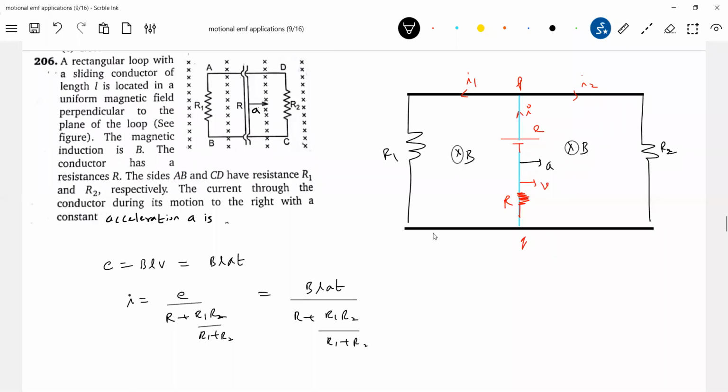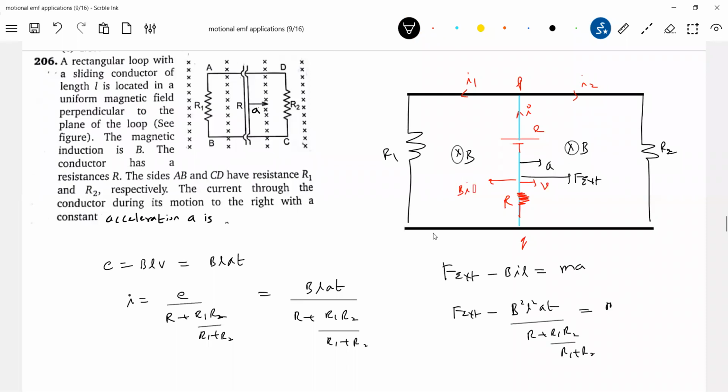They'll ask you to calculate the force. What about the external force that I should apply? F external minus BIL equals ma. What is I? You have to replace everything here. So B square L square at by the total resistance. Look at the force that I should apply: constant or time varying? A time varying force we should apply.